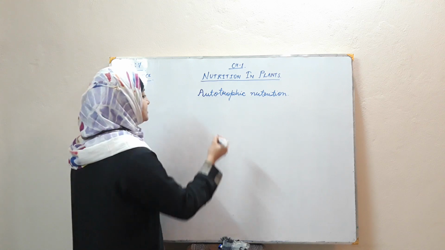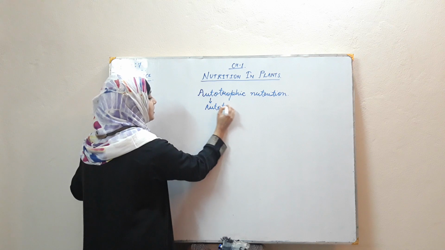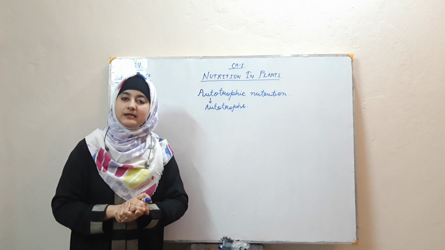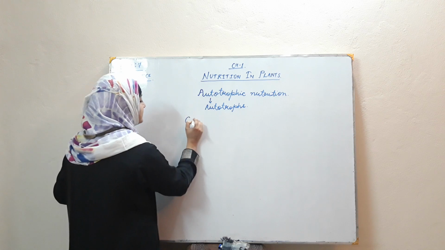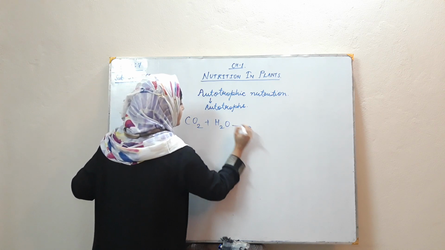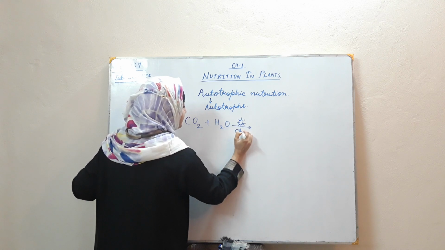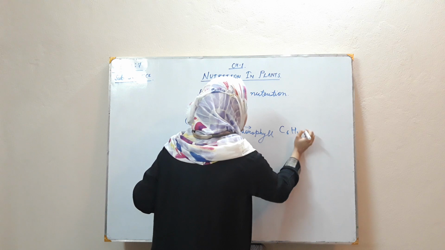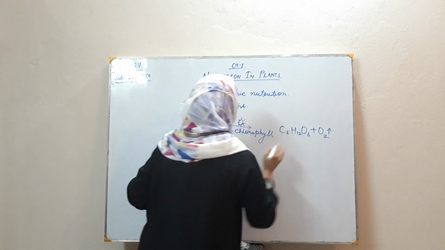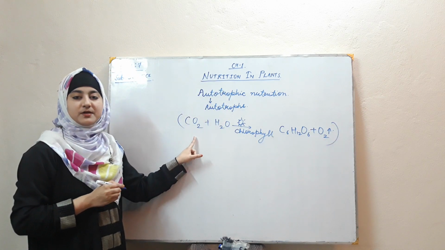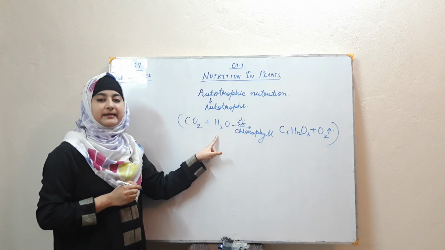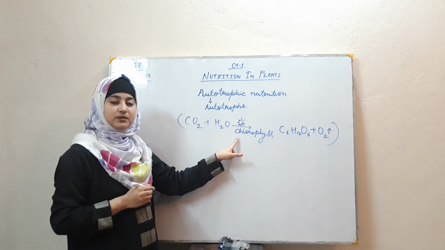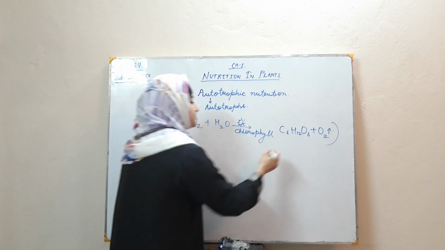So let's recall what autotrophs are. Autotrophs are the organisms which are able to synthesize their own food by the process of photosynthesis. CO2 plus H2O in presence of sunlight and pigment chlorophyll forms glucose, that is C6H12O6, plus oxygen. This is the chemical equation for the process of photosynthesis. Here two inorganic compounds, carbon dioxide and water, combine in presence of sunlight and chlorophyll to form food, that is glucose.